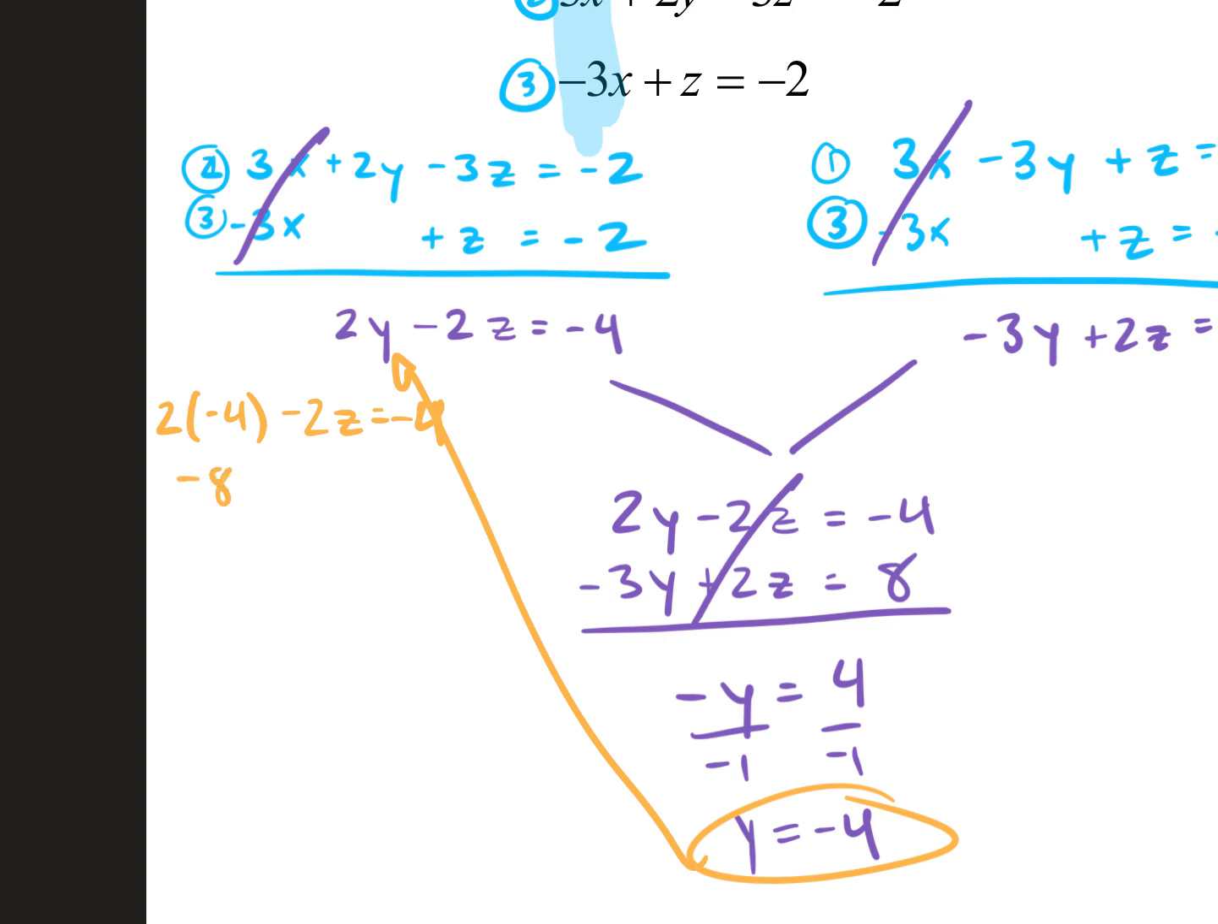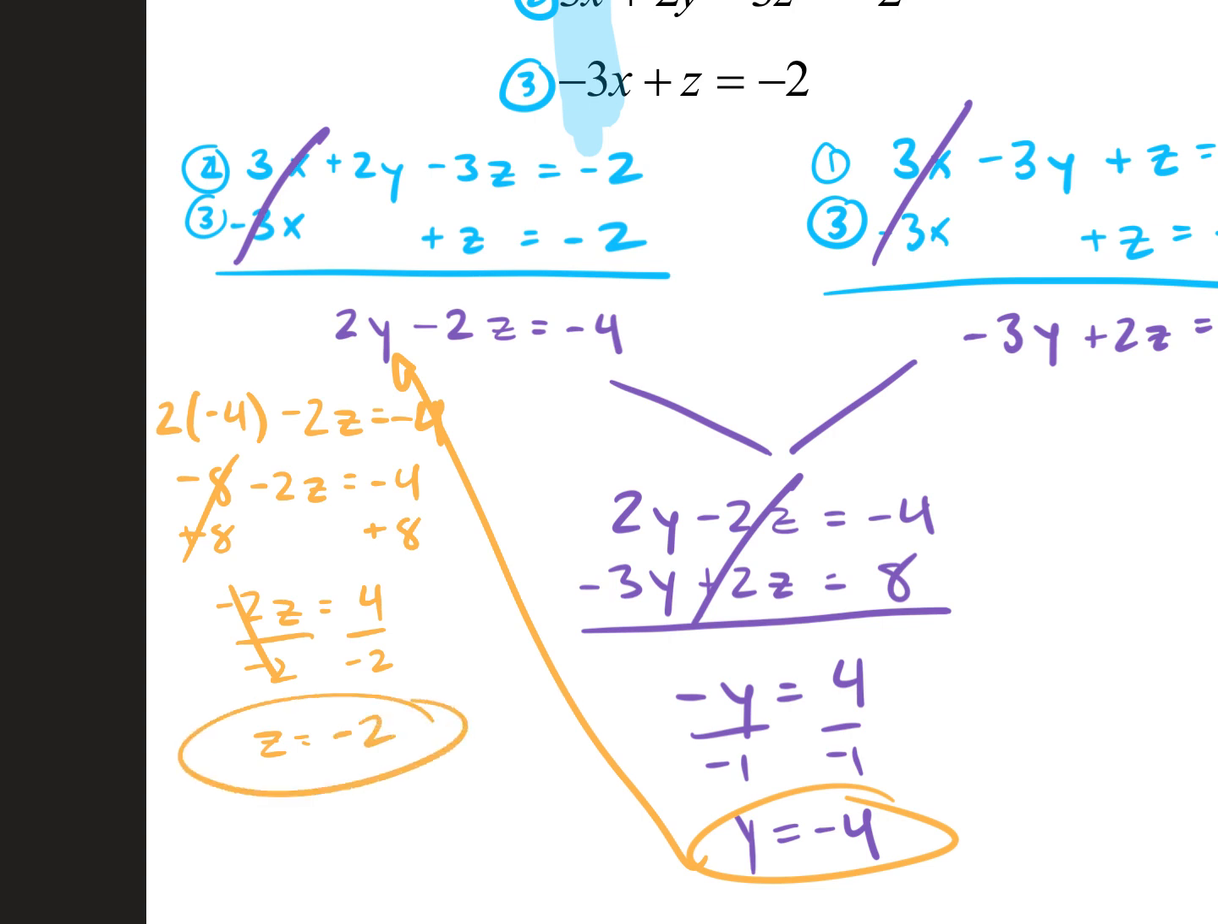So this would be negative 8 minus 2z is equal to negative 4. Add 8 to both sides. Negative 2z is equal to 4. Divide both sides by negative 2. So z is equal to negative 2. So that's another answer.